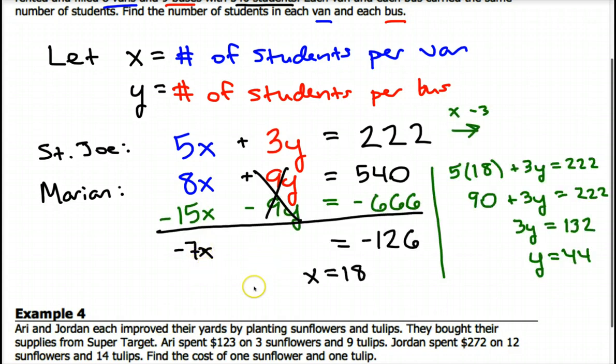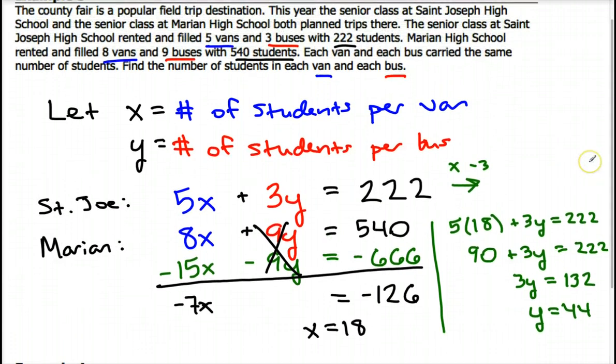Okay, so for this one, when you solve, you should get x equals 18 and y equals 44, and all I did was multiply my top equation by -3. And so since x equals 18, that means the number of students per van is going to be 18 students. And then since y equals 44, the number of students per bus must be 44 students.